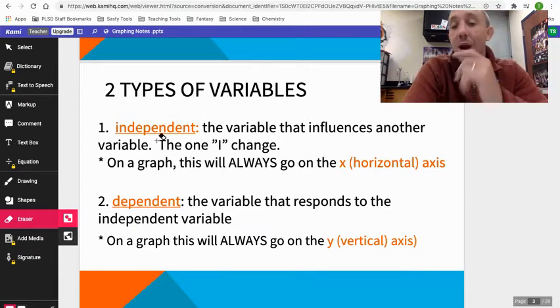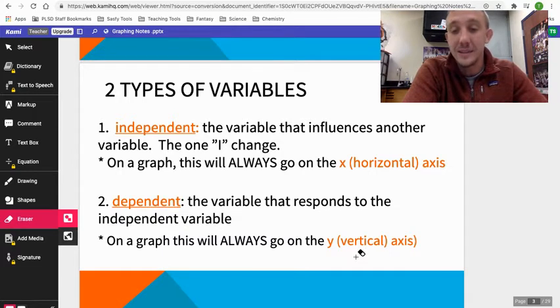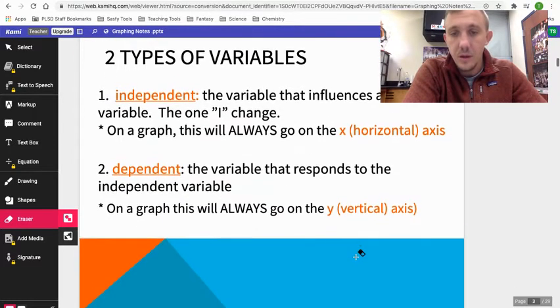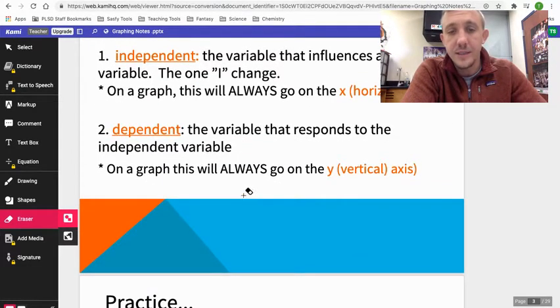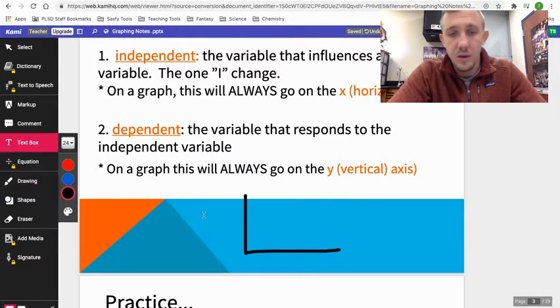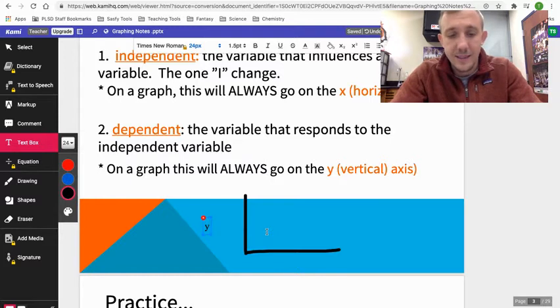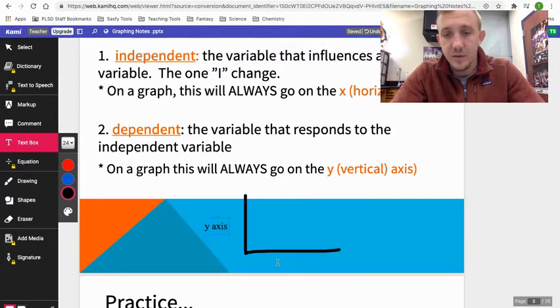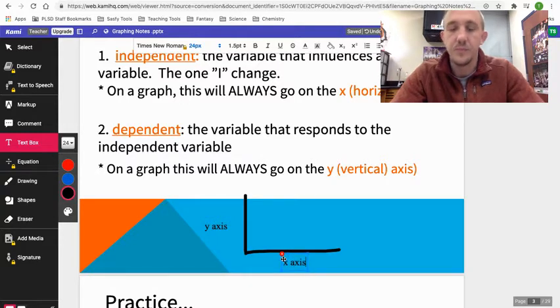Okay. And so when we graph these, we have to always remember my independent goes on my x axis and my dependent always goes on my y axis. Okay. And so if you guys need to, go ahead and draw out a graph. So if you need to, this is my y axis. This is always my x axis.